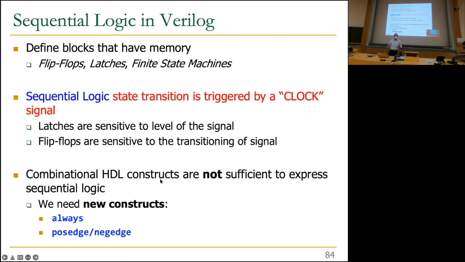But if you think about this, combinational logic constructs that we have seen so far in Verilog are not really enough to express this sort of sequential logic. And we're going to see new constructs that will enable us to express them. And these new constructs are going to be mainly two things: always blocks and this posedge, negedge, let's say, specifications of a signal. And you can guess what posedge, negedge is. Positive edge and negative edge of a signal. You can start reacting. Always is kind of, let's say, less intuitive. But we will see how it works.